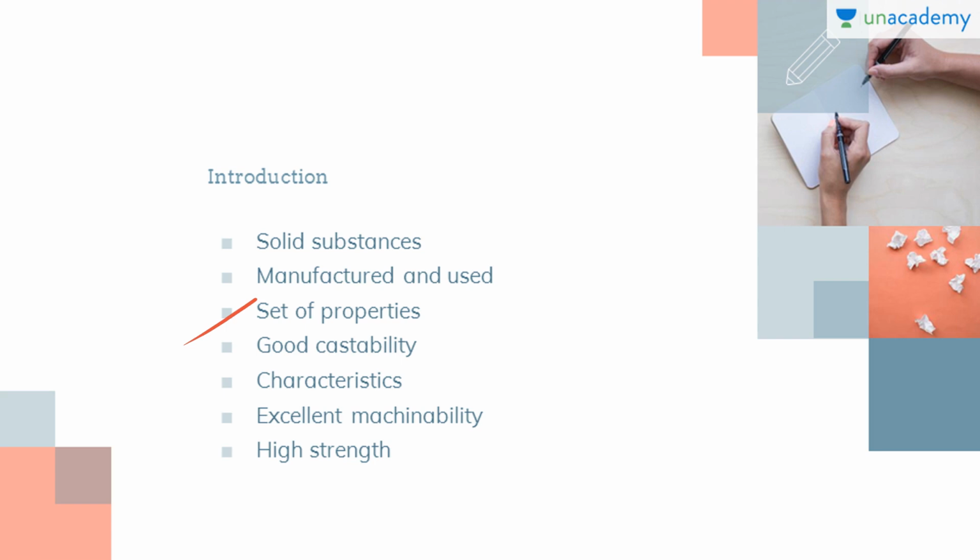So you can come to know the various properties of these metals, which are good castability characteristics, excellent machinability, and also wear resistance. These things can be understood by the usage of engineering materials, and you can also see how these characteristics deal with the engineering materials, so that they can be used for various engineering applications and various other purposes. So let's move on.